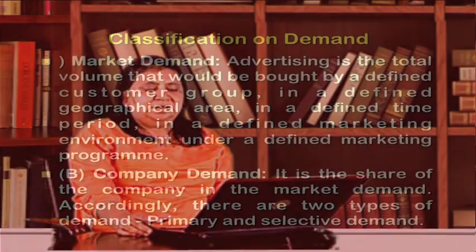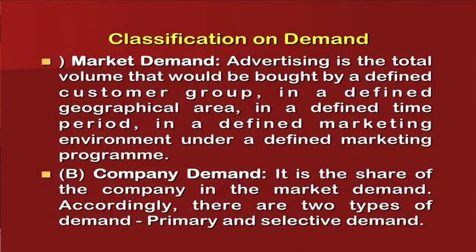How do we try to fulfill that demand? If you have limited editions of 100 best products that you are selling, to whom you are selling is decided by the campaign, and the period has to be enclosed. Company demand is the share of the company in the market demand. Accordingly, there are two types of demands. One is primary demand and the other is selective demand.